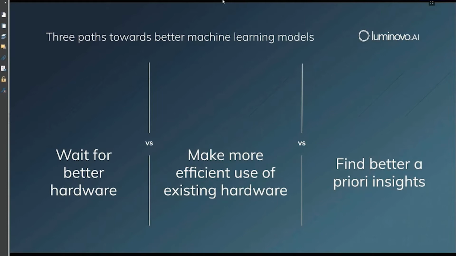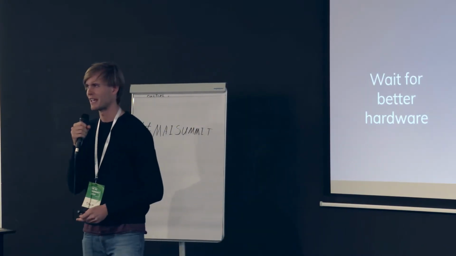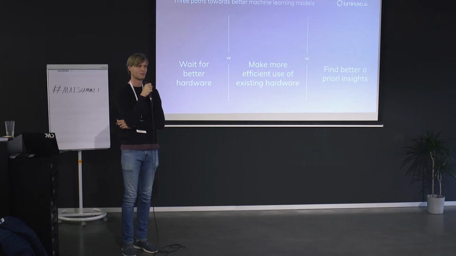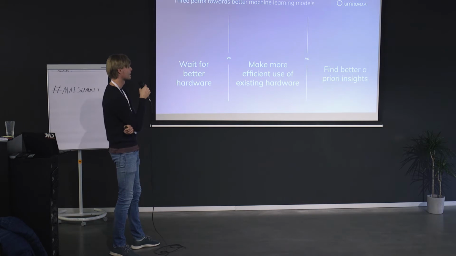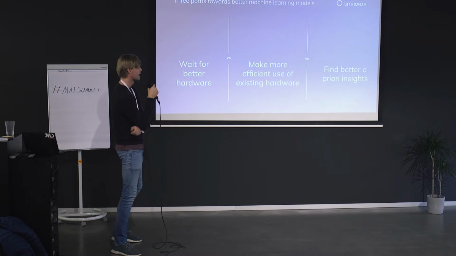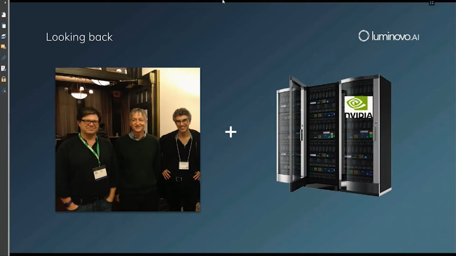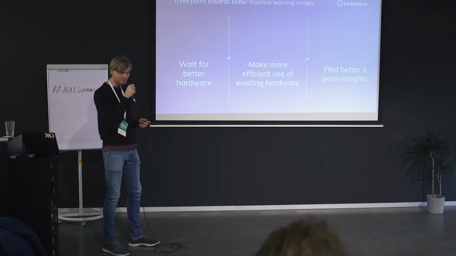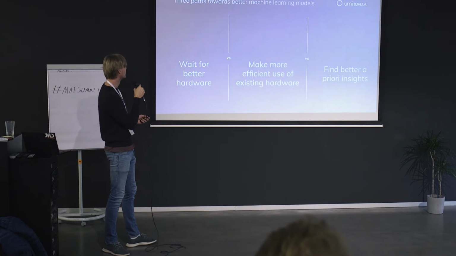Seeing this, there are usually 3 paths you can throw yourself onto if you want to get better machine learning models. One is to wait for better hardware, one is making more efficient use of existing hardware, and the other one is finding better a priori insights. What we're focusing on now is the one in the middle, even though if you look back, what these guys did when they first came up with these algorithms is that they just chose option 1, to wait for a little bit better hardware. But yes, we're focusing on making more efficient use of existing hardware.